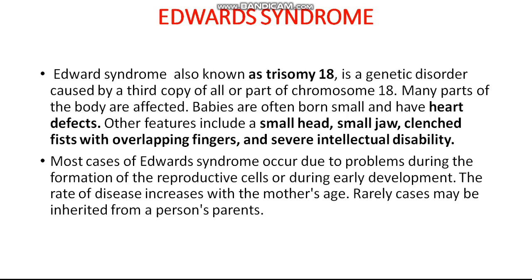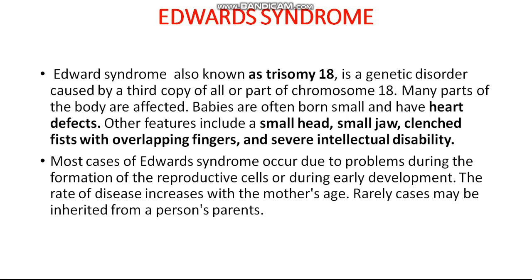So Edwards syndrome is known as trisomy 18, which is a genetic disorder caused by an extra copy of chromosome 18. Like trisomy 21, if there is an extra copy of chromosome 18, that condition is called Edwards syndrome. In Edwards syndrome, most of the parts of the body are affected. These children are usually born smaller than other children.